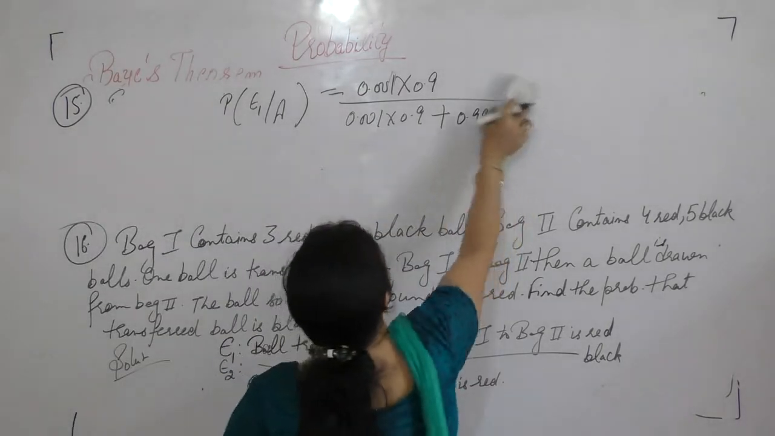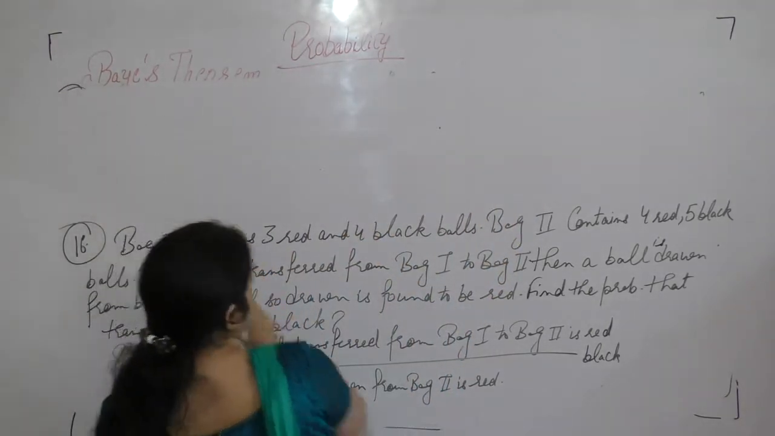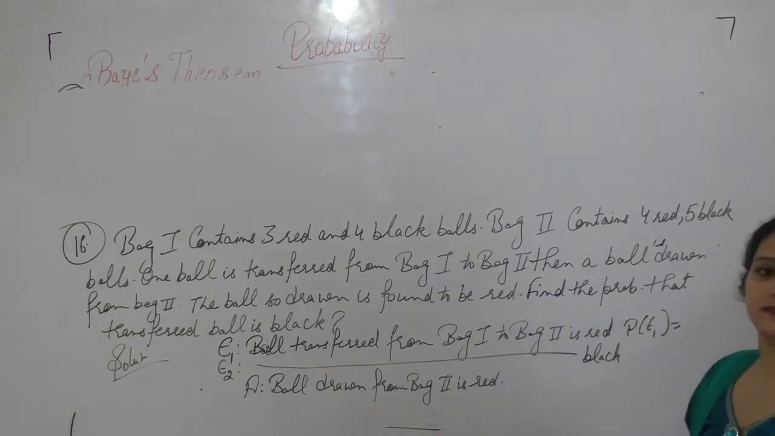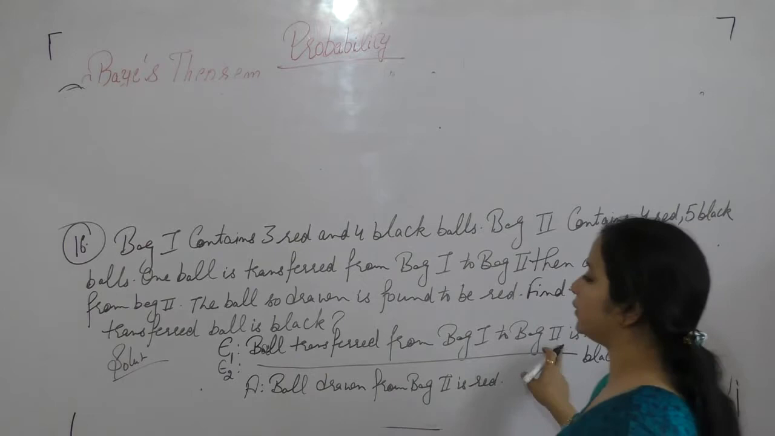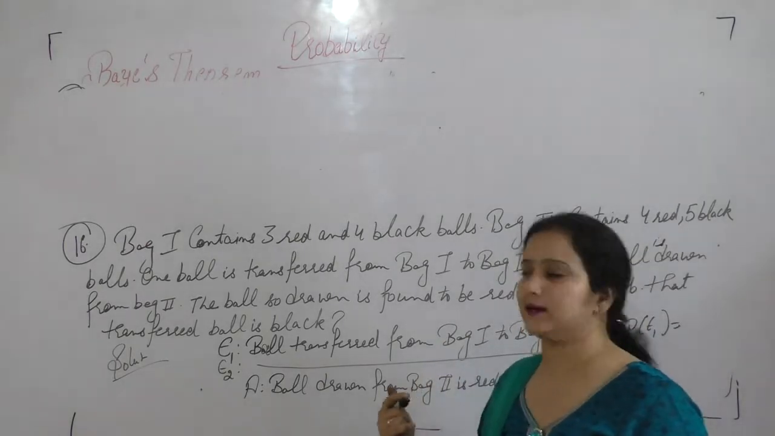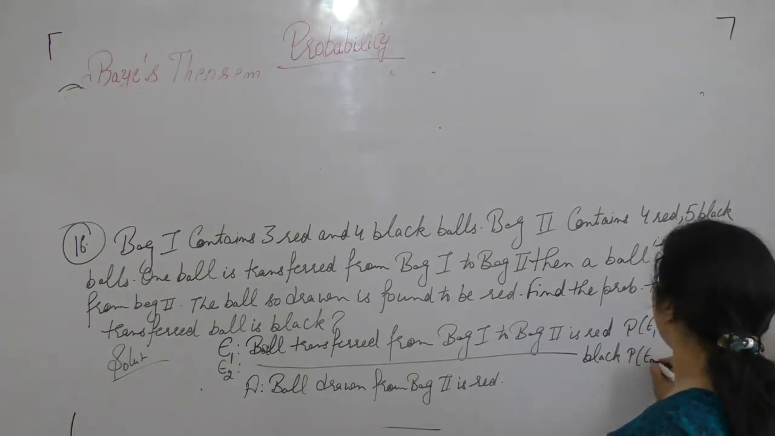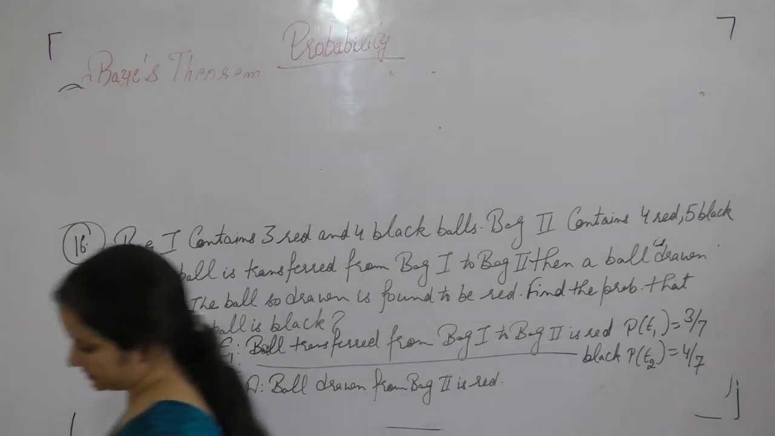Now probability of E1. What is the probability of E1? कि जो बॉल ट्रांसफर हुई है that is of red color. तो रेड कलर की probability कितनी है? 3/7. और probability of black color is 4/7.